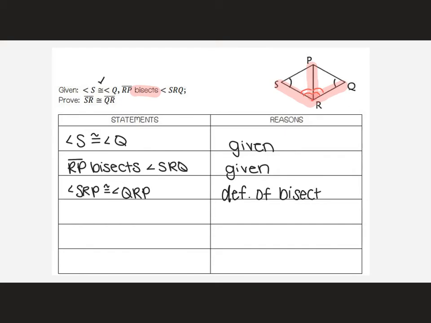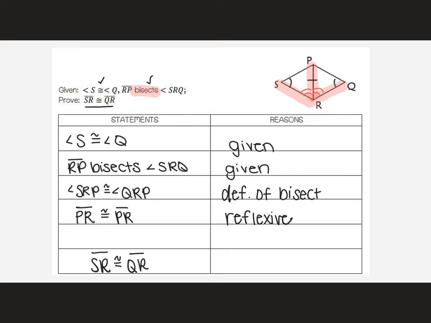Once I've marked my givens, I'm going to look for either vertical angles or a line that the triangles share. And they share PR, so I would mark PR. The statement I would write is PR is congruent to PR, and we call that reflexive. If you look at what you're trying to prove, that SR is congruent to QR.